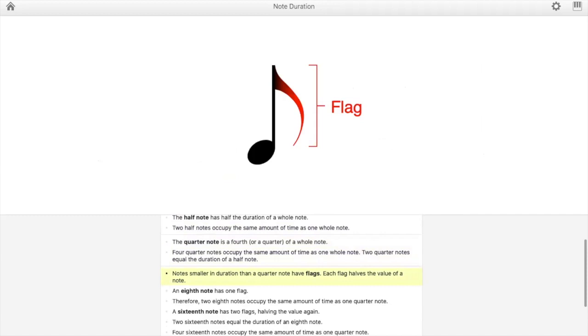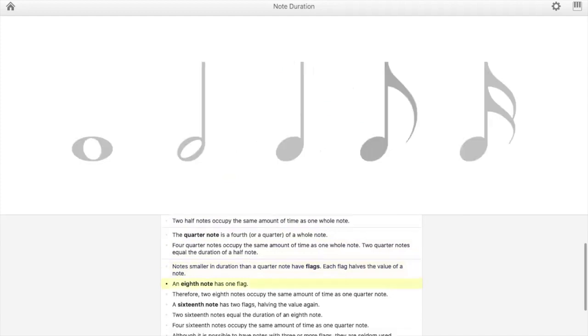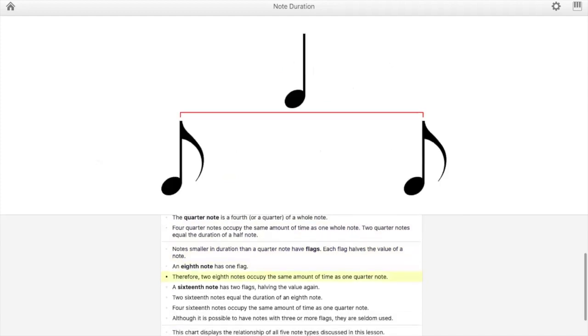If we continue on down that path, we have what's called an eighth note. An eighth note has a flag that hangs off of it, or it can also attach to another eighth note, in which case this flag turns into a beam and goes all the way across. So many times, eighth notes are found in pairs or in groups of 4. Obviously, there are 2 eighth notes within a quarter note.